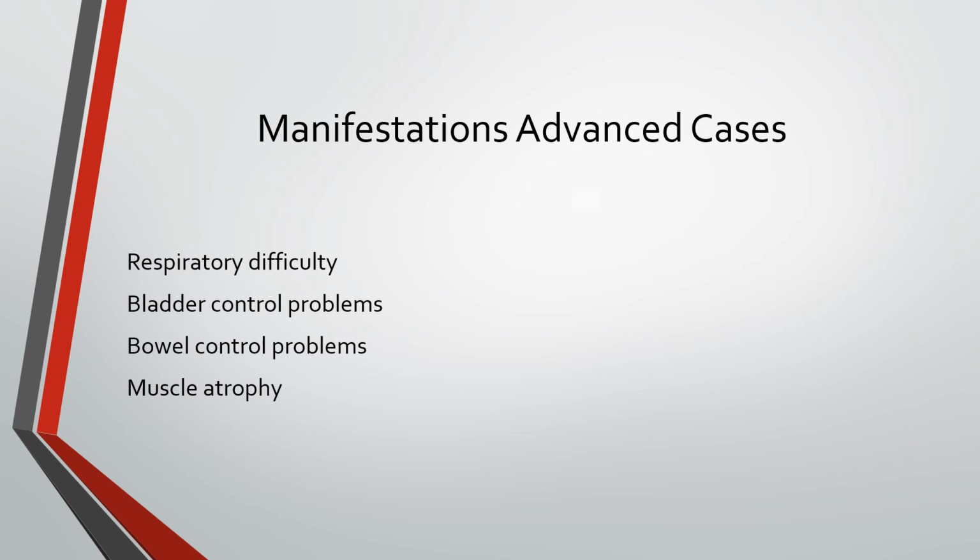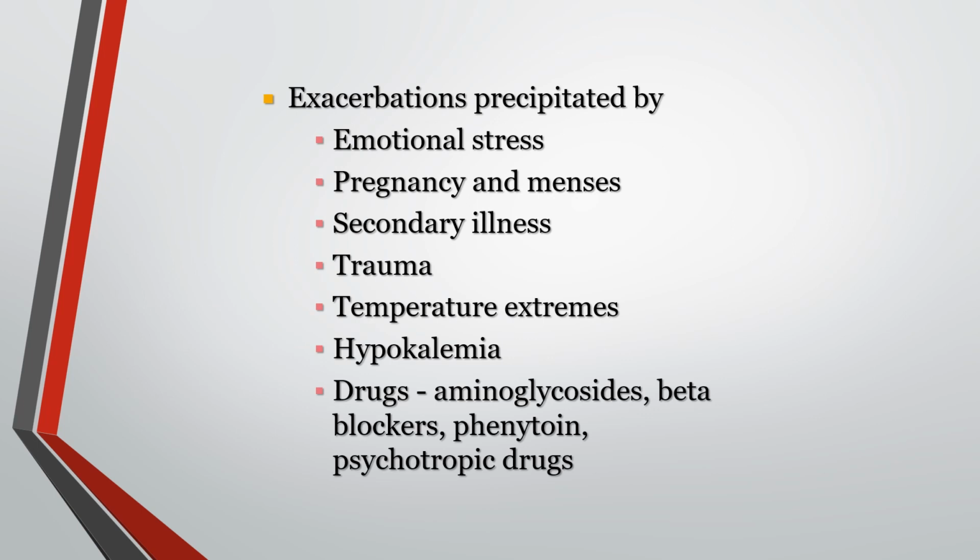The more advanced MG, the more likely you're going to have these types of difficulties, and that's your respiratory, your bladder control, your bowel control, and muscle atrophy. Now, these are concerns that would actually exacerbate the disease process. It will cause a patient that has MG to go into a crisis mode.